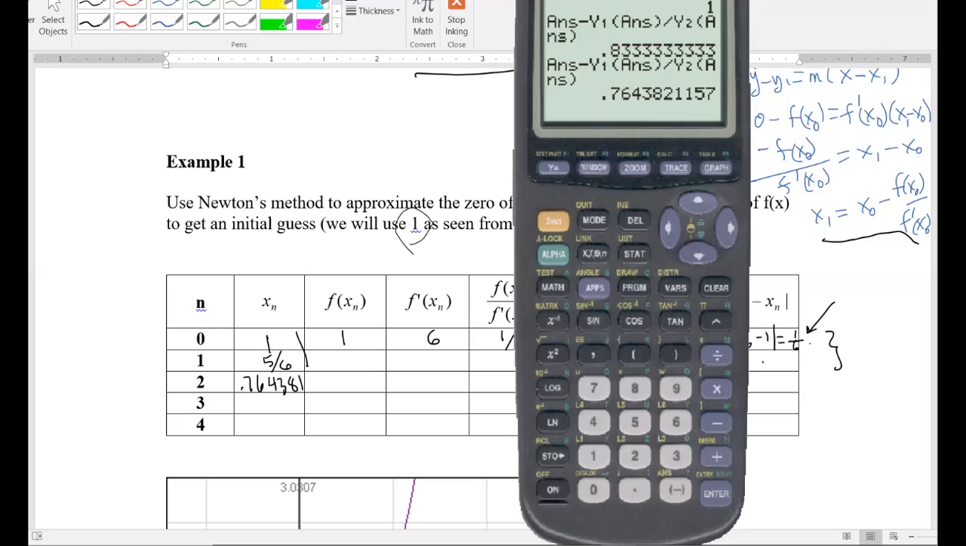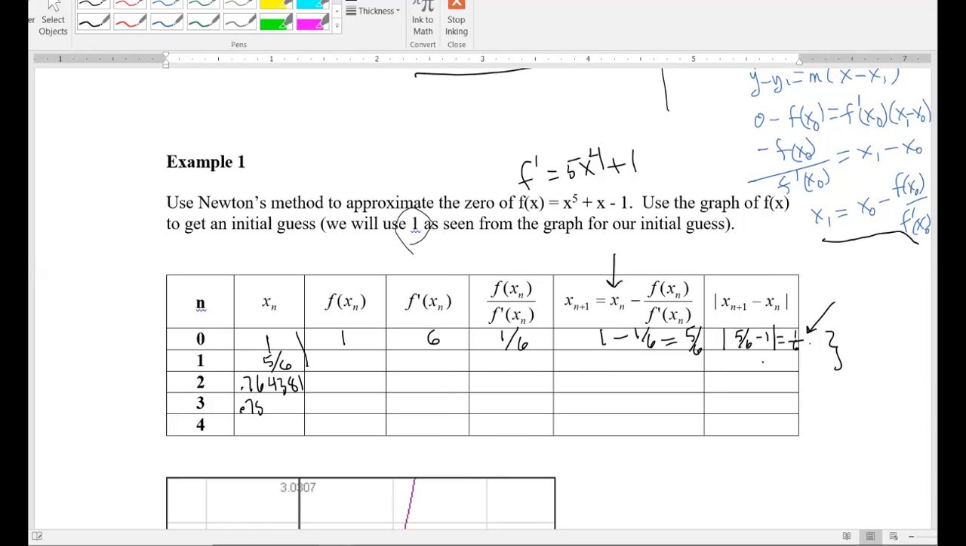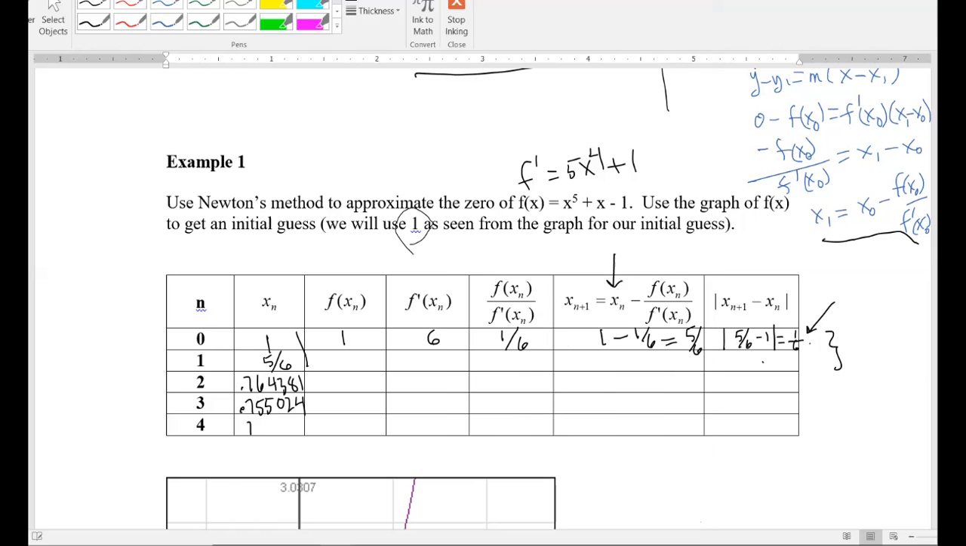Let's do it one more time now. Second entry, enter. There's our next estimate, 0.755024. Okay, and then if we keep going, let's repeat that again. 0.754877. Okay, and let's do it again. Let's see what happens.